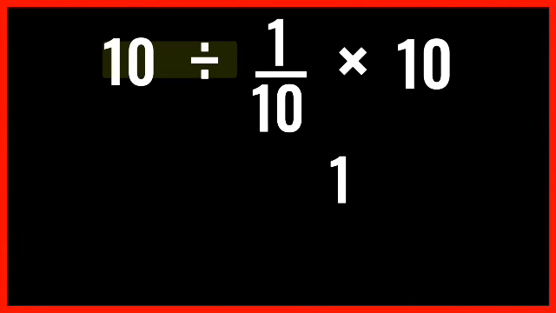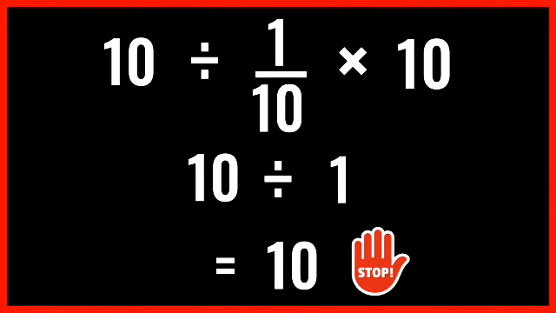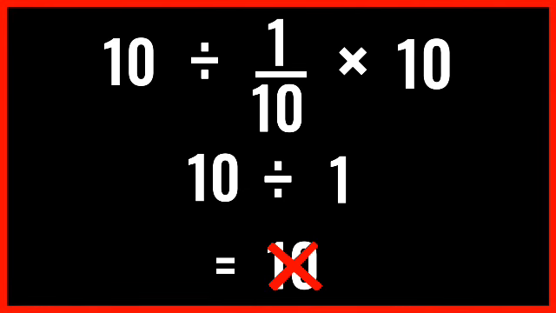Now, bring back the starting 10 at the front. 10 divided by 1. And 10 divided by 1 gives us an easy, clean answer of 10. It feels smooth, it feels natural, and it sounds completely confident. But if you solved it this way and got 10, stop right there. That answer is not correct.